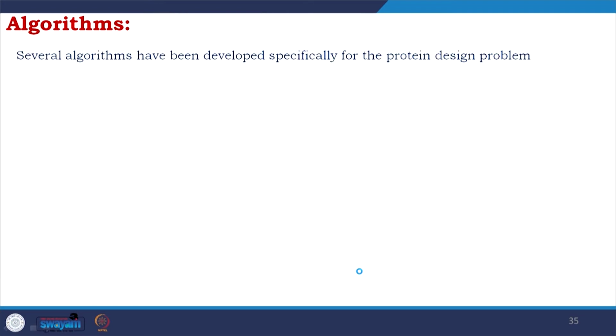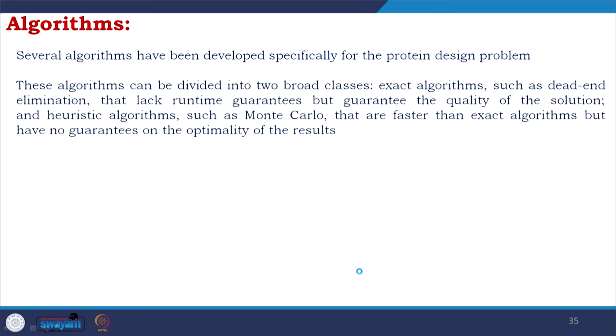Coming to the algorithms, several algorithms have been developed specifically for protein design problems. These algorithms can be divided into 2 broad classes: exact algorithms such as dead end elimination, that lack runtime guarantees but guarantee the quality of the solution, and heuristic algorithms such as Monte Carlo, which we have explained at the time of MD simulation, that are faster than exact algorithms but have no guarantees on the optimality of the results.